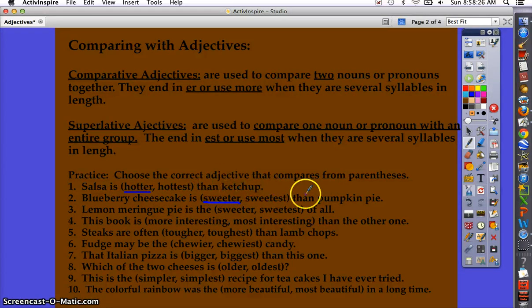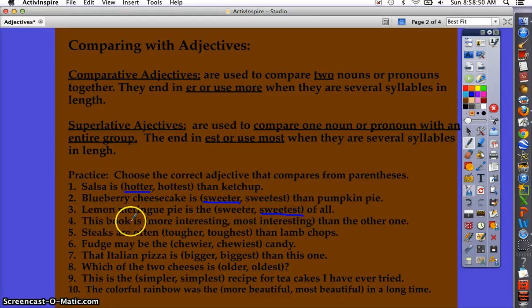The word than also is a key word. Anytime you see than, 99% of the time, or 100% really, it's going to be a comparative adjective that's used because you're comparing two items. Number three, lemon meringue pie is the sweeter or sweetest of all. This time it's sweetest because it's comparing lemon meringue pie to all pies, est ending.